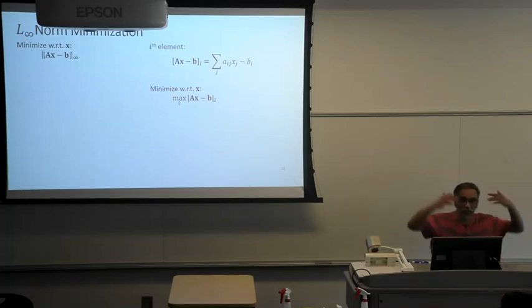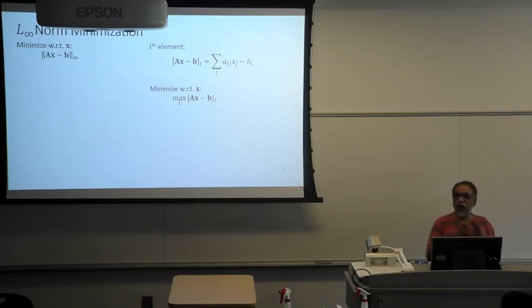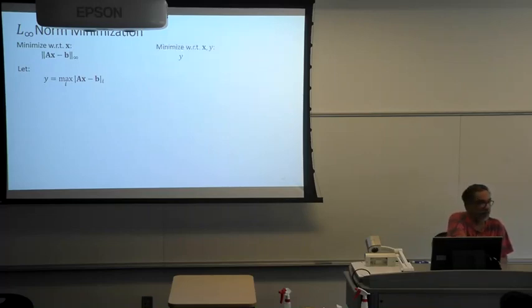Now when we had summation over i, we had different y_i's. The summation of y_i's is what we were trying to minimize. Now we can only have a single scalar y. So this is the L infinity norm: y equals this max over i. And this is the linear program.